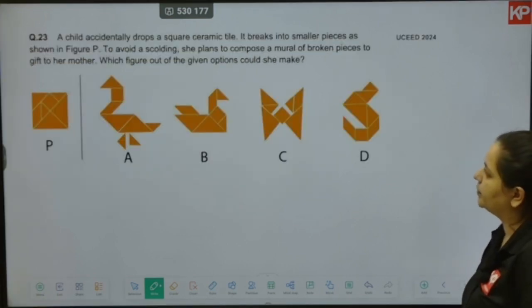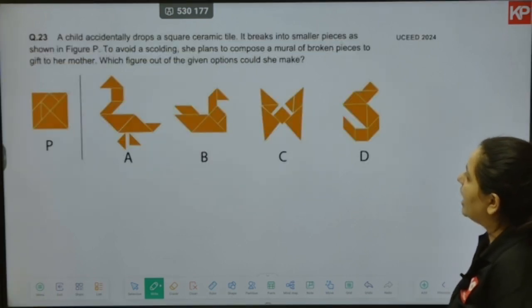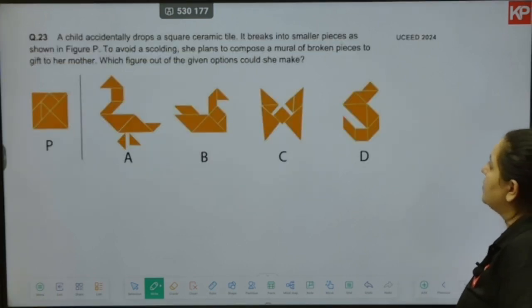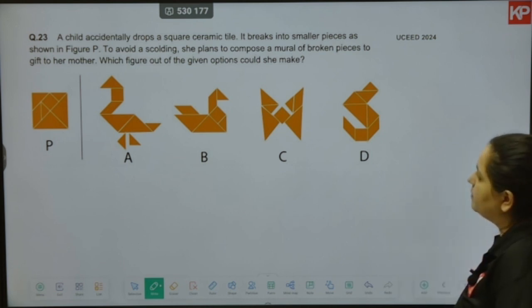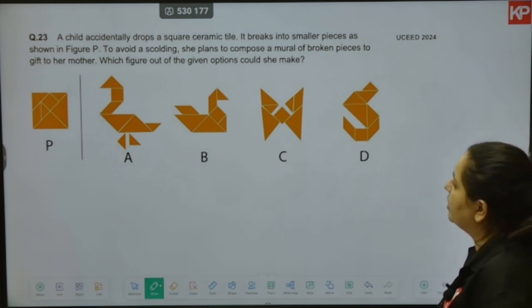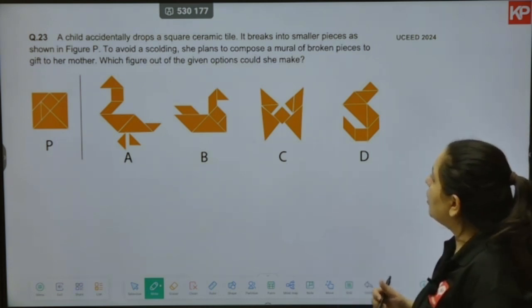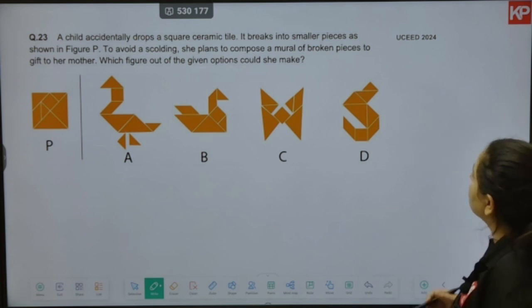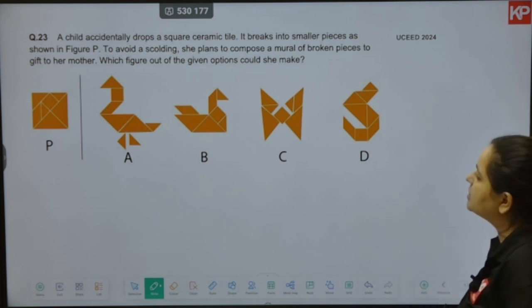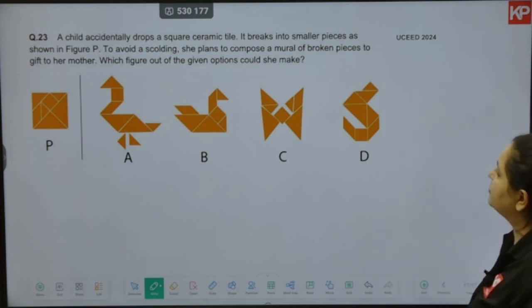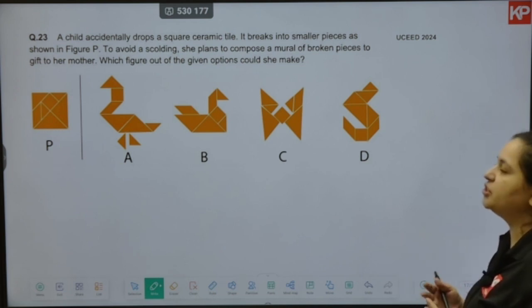Let's move ahead. Okay, a child accidentally drops a square ceramic tile. It breaks into smaller pieces as shown in figure number P. To avoid a scolding, she plans to compose a mural out of broken pieces to give to her mother. Which figure out of the given options could she make?